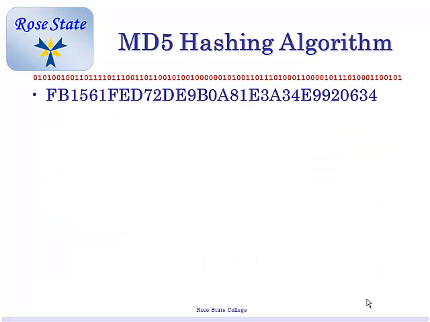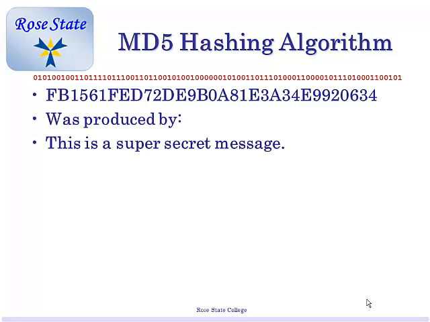All right, here's MD5. Here's an MD5 hash. Bunch of stuff. That was produced by the message, "This is a super secret message." So I took that string, encrypted it with MD5, and got that hash.